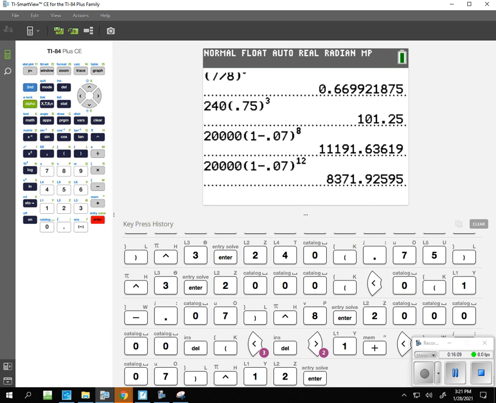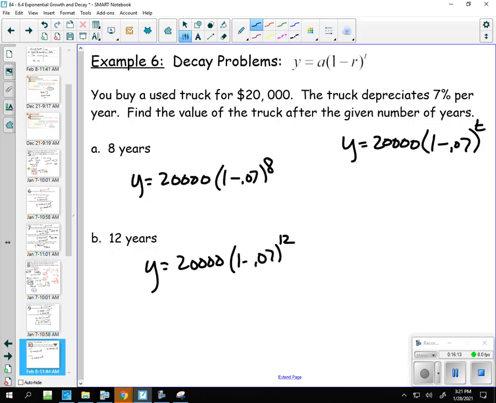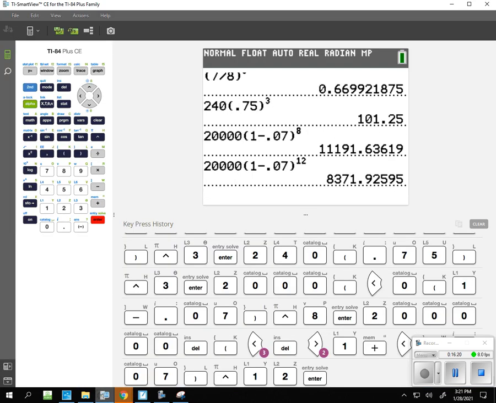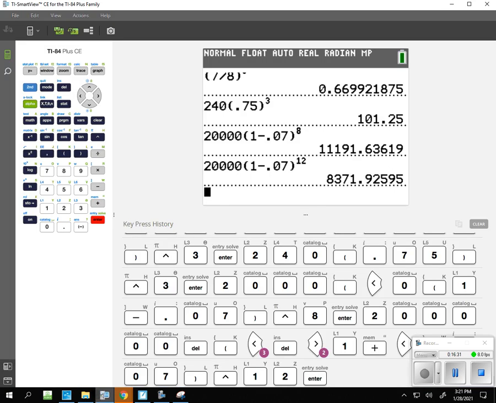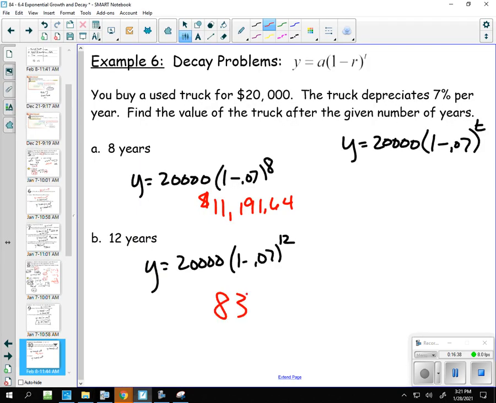The first one, $11,191.64. So $11,191.64. And the next one, when we did 12 years, we get 8,371.93. 8371.93. I think I got that right.